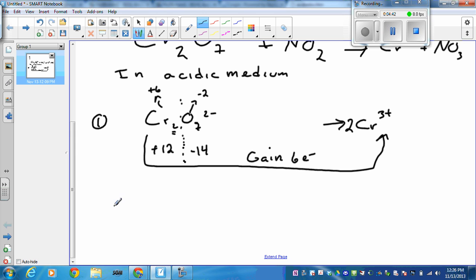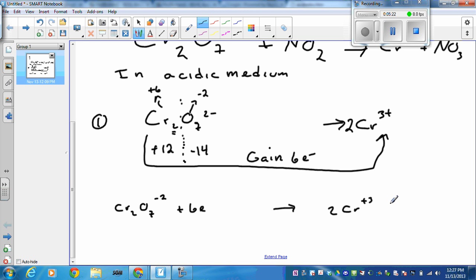So how can we write this? Let's get it a little cleaner. So here's our Cr2O7 2-. I have to add 6 electrons. When that takes place, I have 2 Cr 3+ ions.